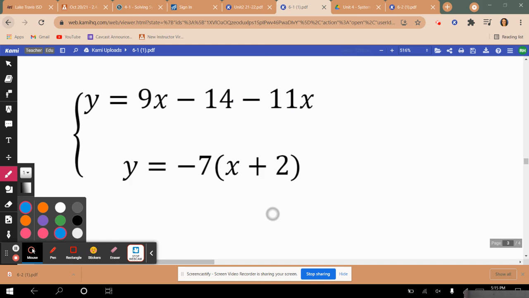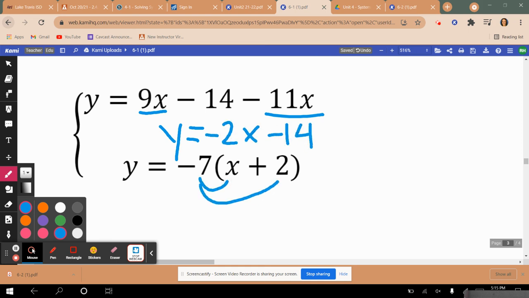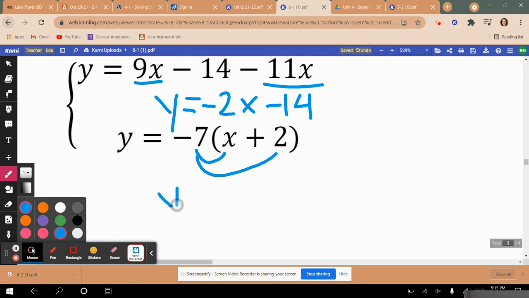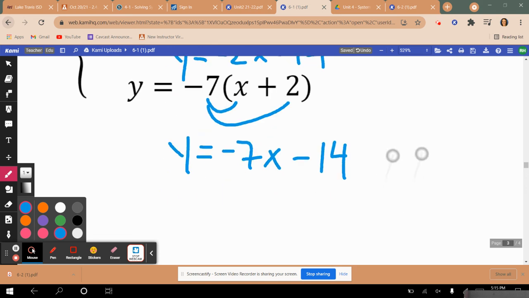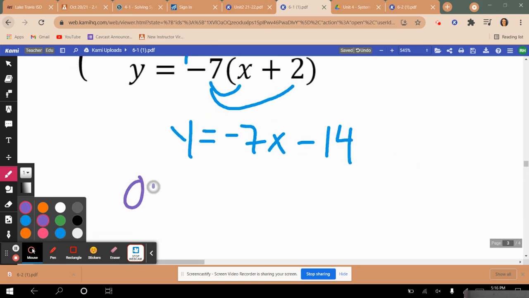So on this first one, we need to combine like terms. We get y equals negative 2x minus 14. We need to distribute that negative 7 to both terms. Y equals negative 7x minus 14. Do they have the same slope? Nope. So you can say one solution.